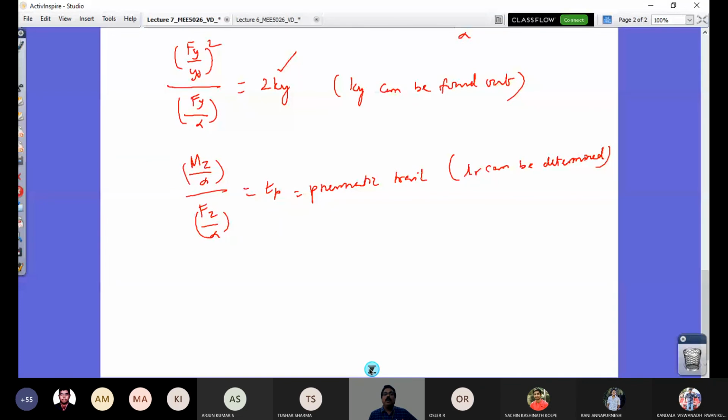So what are the experiments? One on the non-rolling tire to find out Fy by y naught. Another one is on the rolling tire, so that you will have your Fy variation as the slip angle is varying. So you would have the Fy by alpha value there. Similarly, Mz by alpha. So these ratios help you get ky and Lr for the tire, and you would be able to use them in a vehicle dynamic simulation study when you have to consider only pure cornering.